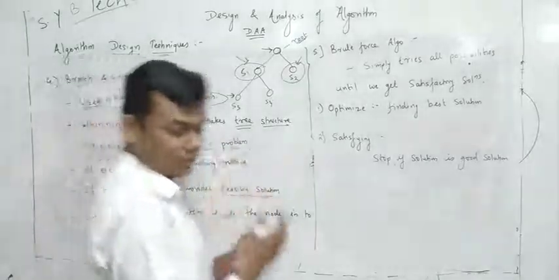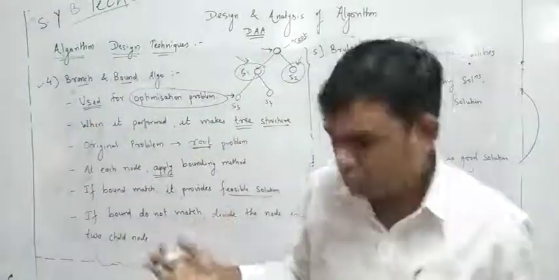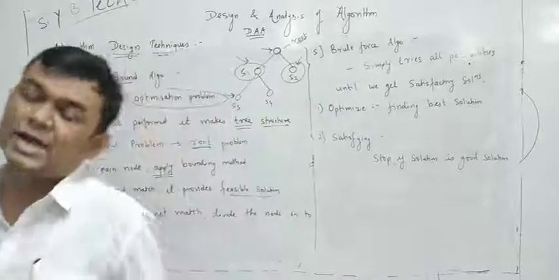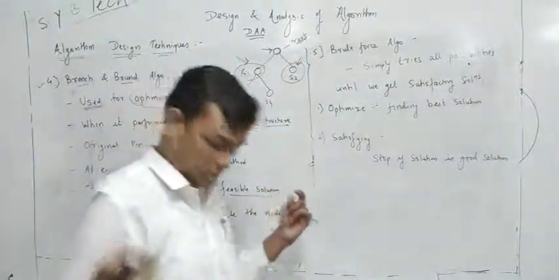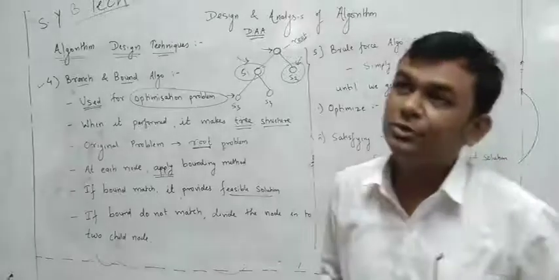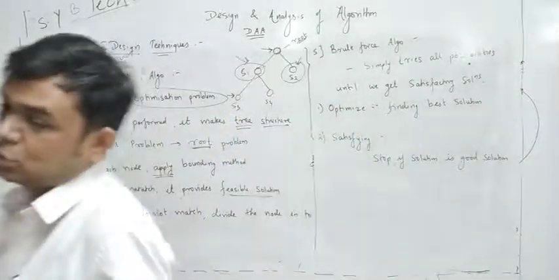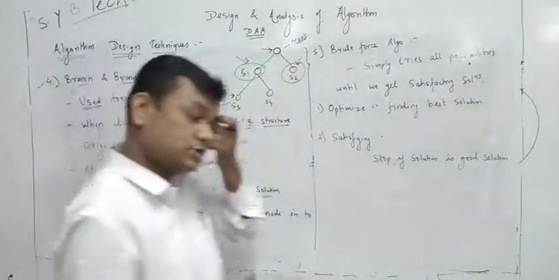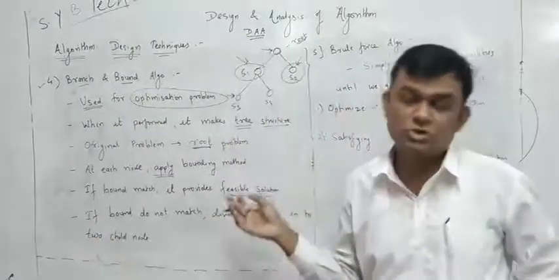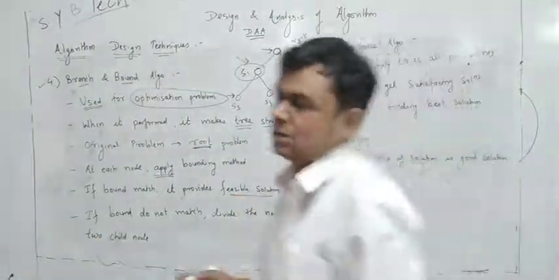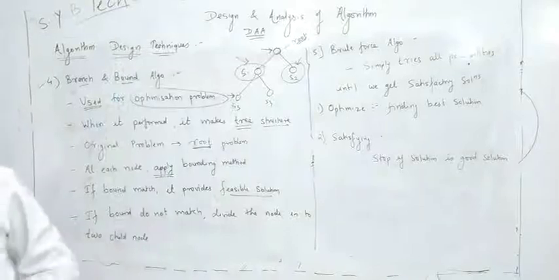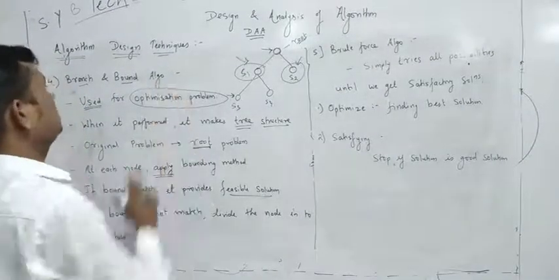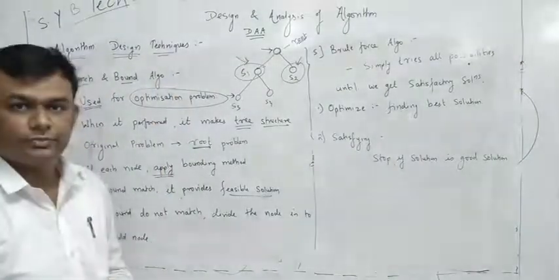Otherwise, we execute the process again and again. We divide the root into two sub-problems, child 1 and child 2. Then we apply the bounding method. After that, if the solution does not match the solution of that particular sub-problem, we divide that sub-problem again into two different sub-problems. That is called the branch and bound method.